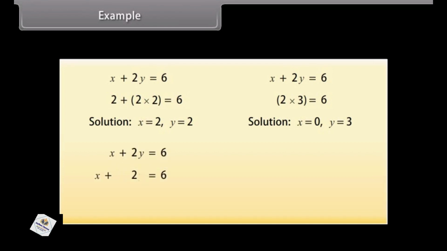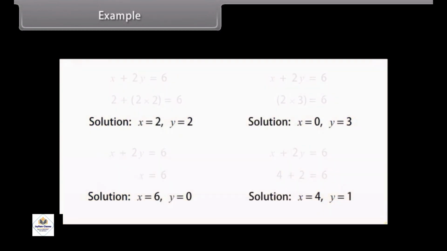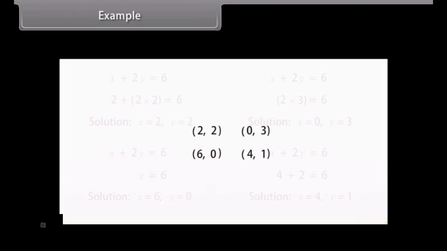Similarly, taking y as 0, the given equation reduces to x = 6. So x = 6, y = 0 is also a solution of this equation. And for the fourth solution, let us take y as 1. The given equation now reduces to x + 2 = 6, and by substituting x as 4, we get the answer 6. Therefore, (4, 1) is also a solution of the given equation. So, the four solutions we get for the given equation are (2, 2), (0, 3), (6, 0), and (4, 1).